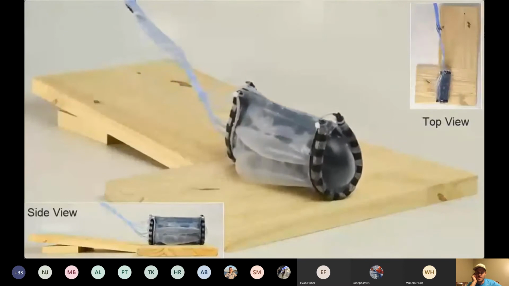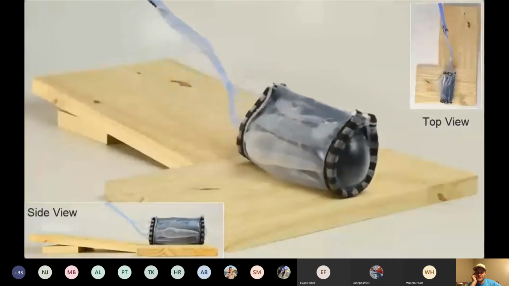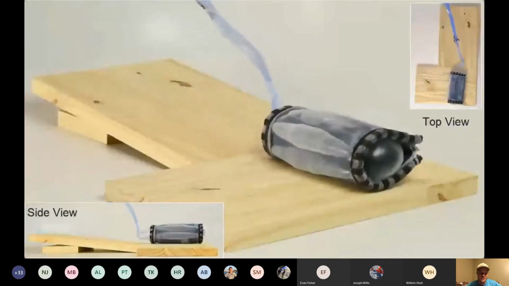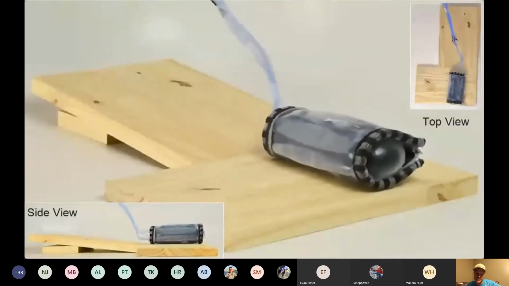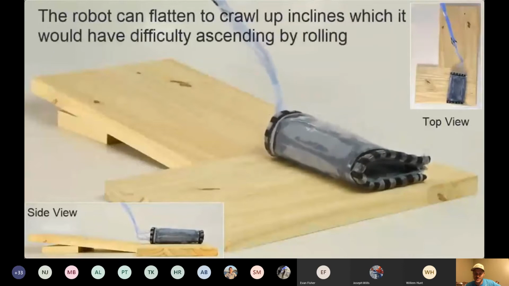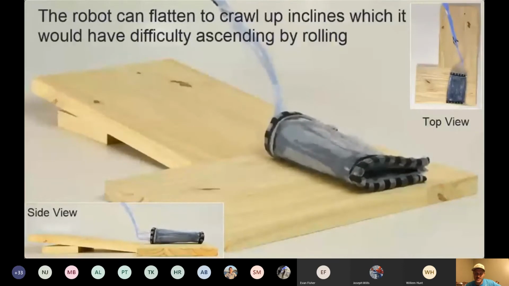It rolls. There it goes. Let's see, it's doing the same thing. It rolls, and then I should speed up the video. I think they do speed it up a bit on its own. And then it's going to flatten here, change shapes, and then it's going to go up the hill.